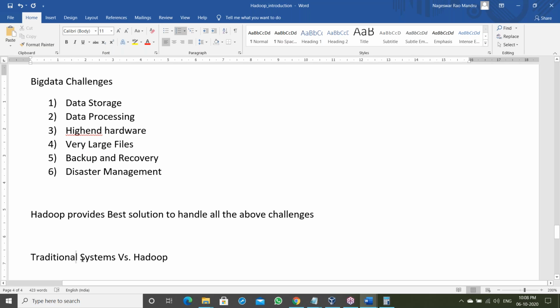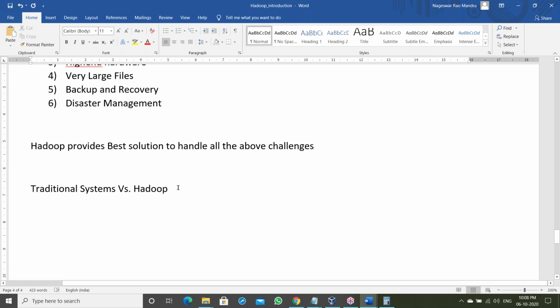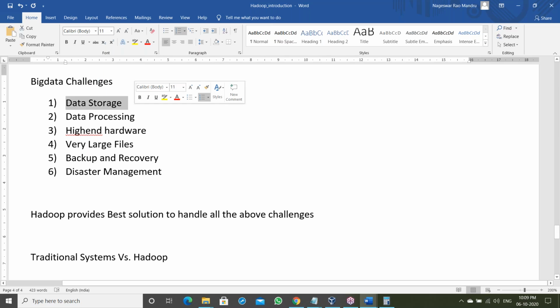Next, very large files, traditional systems versus Hadoop. All the challenges we will compare between the two. This topic we'll discuss tomorrow, a somewhat interesting topic. Data storage and data processing in Hadoop versus traditional systems: how Hadoop can process big data and how Hadoop can store big data. Next, with Hadoop, high-end hardware is not required.